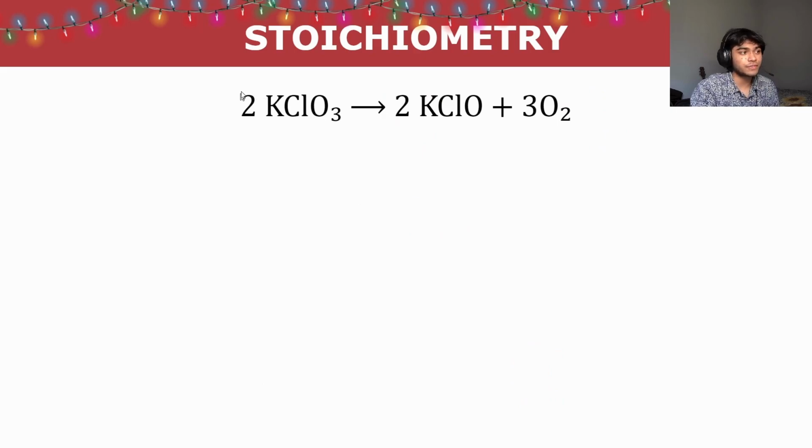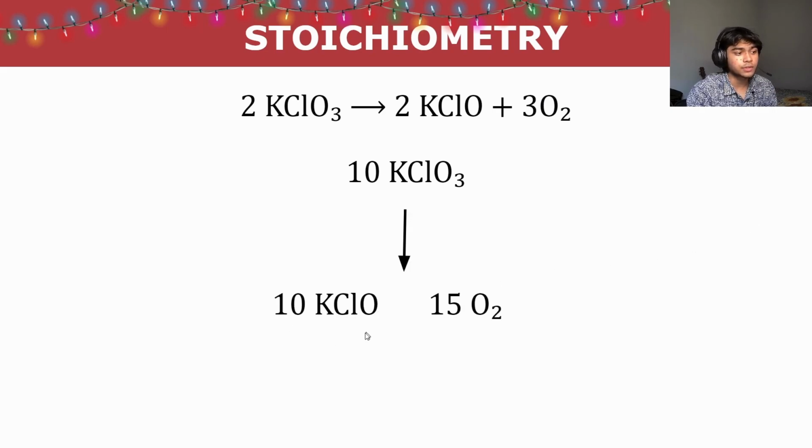Let's say you have this reaction where 2 potassium chlorates decompose to form 2 potassium hypochlorite and 3 molecules of oxygen. If I had 10 molecules of potassium chlorate, how many molecules of potassium hypochlorite and how many molecules of oxygen would I form? Well, you would form 10 molecules of potassium hypochlorite and 15 molecules of oxygen.